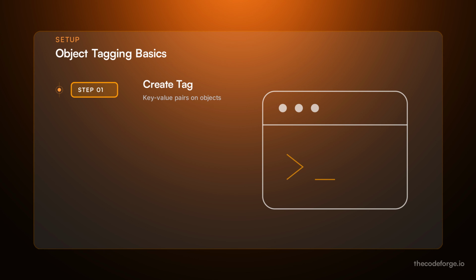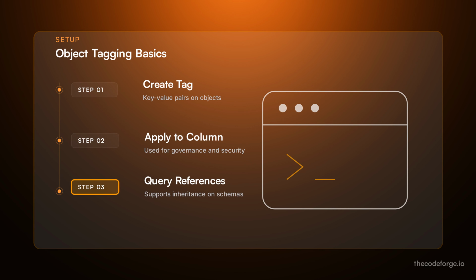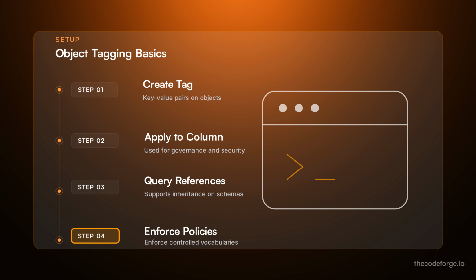Object tagging lets you assign key-value pairs to database objects like columns and tables for governance and security. Tags also support inheritance on schemas, so they propagate to child objects. After applying tags, you can query references to see which tags are on which objects, all stored in Snowflake's metadata layer and accessible via system functions. Use allowed values to enforce a controlled vocabulary.